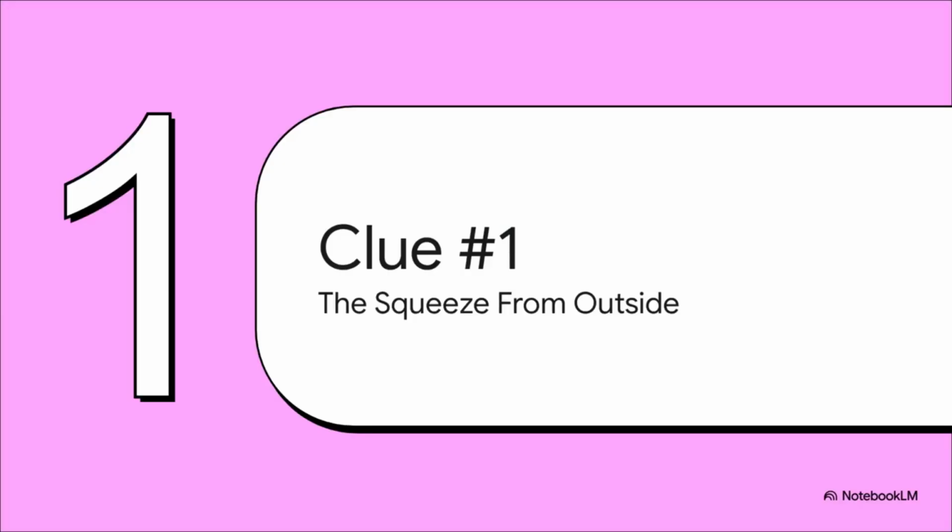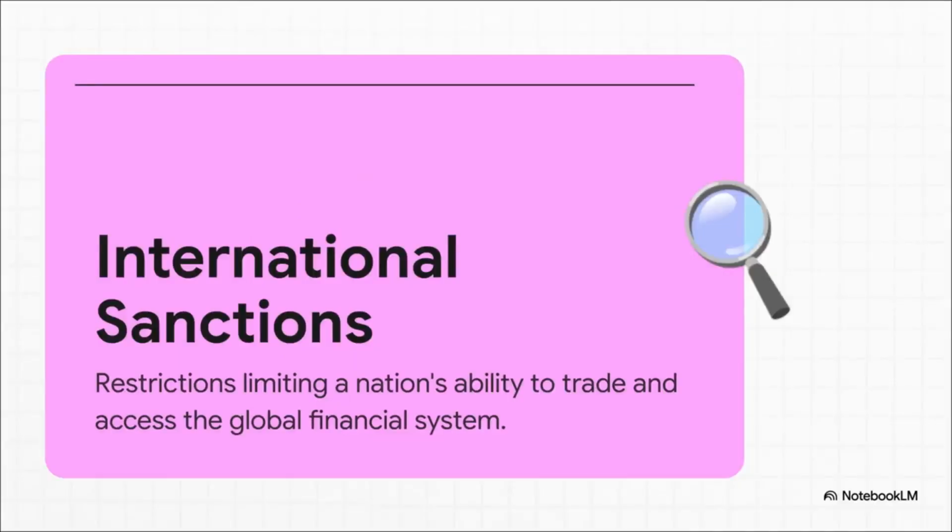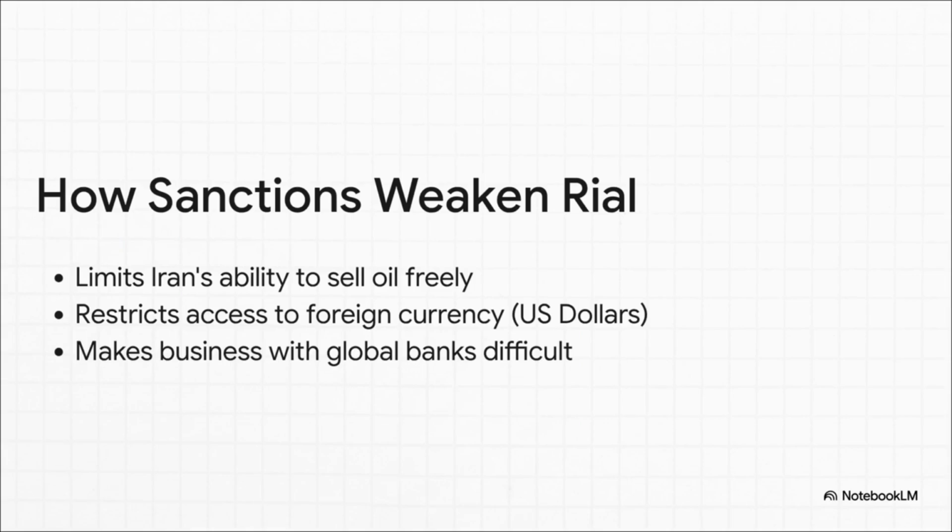All right, our first clue takes us outside Iran's borders. See, no country's economy is an island, right? It's all interconnected. And sometimes that connection can turn into this powerful, relentless squeeze from the outside world. So what's the main tool for this external squeeze? It's something you've probably heard of: international sanctions. Now, in simple terms, think of them as financial and trade roadblocks. They're designed to basically cut a country off from the global system, making it incredibly hard to do business with anyone else.